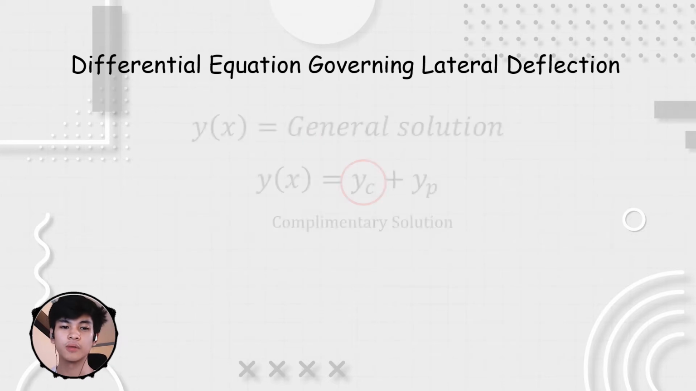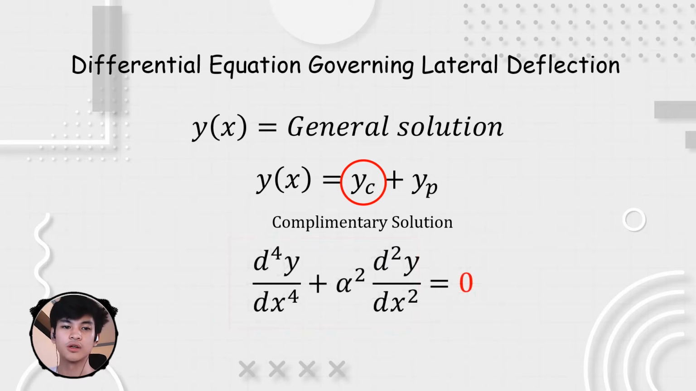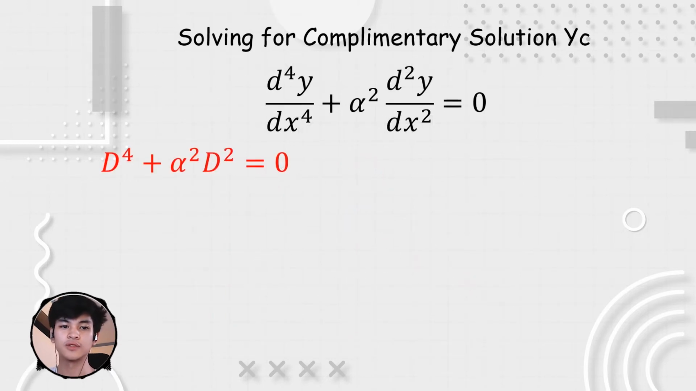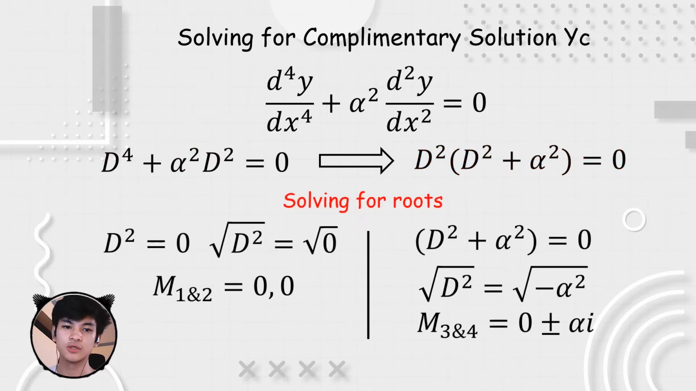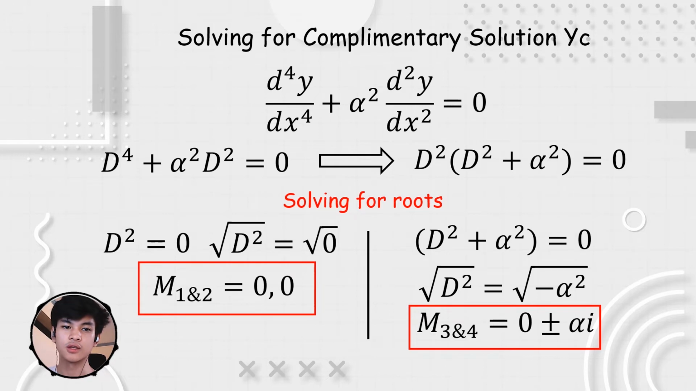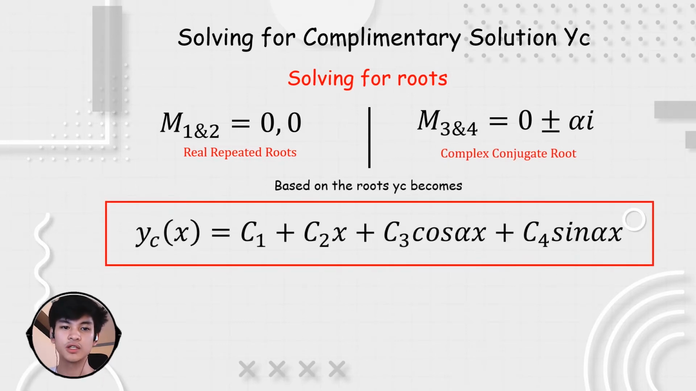The first step is to solve the complementary solution to the homogeneous DE, so we isolate the left side of the equation and equate it to 0. Converting this to the auxiliary equation, we have D to the 4th power plus alpha squared D squared. We then factor D squared out to find the roots. We know that the roots are 0, 0, so that's 2 times, and then the imaginary positive negative alpha i. Now, the general solution for this will be a combination of real and repeated roots, and then a complex conjugate root. Therefore, our solution will be equal to C1 plus C2x, that is for the repeated 0, and then plus C3 cosine alpha x plus C4 sine alpha x.